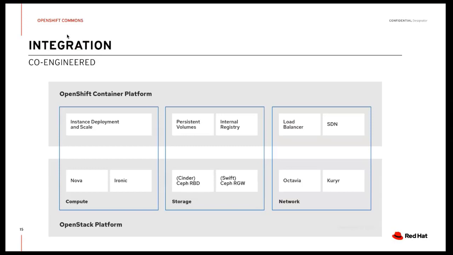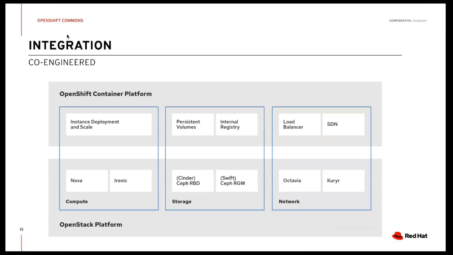What's conspicuously absent here is that we do not have Manila. Manila provides file as a service for OpenStack, which would give you your RWX storage class. At the time that this was written, there was no support for RWX storage class delivered by Ceph, so it is not in the reference architecture. And that will be coming in the OpenShift 4 reference architecture. I know people ask about that, which is why I mention it now.